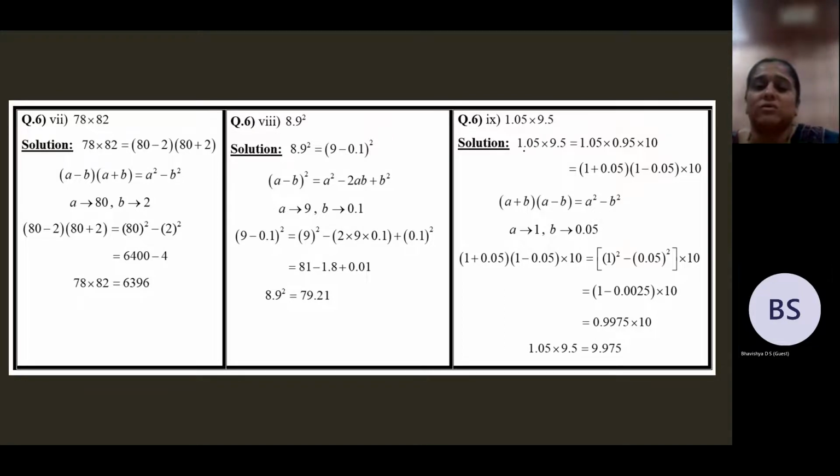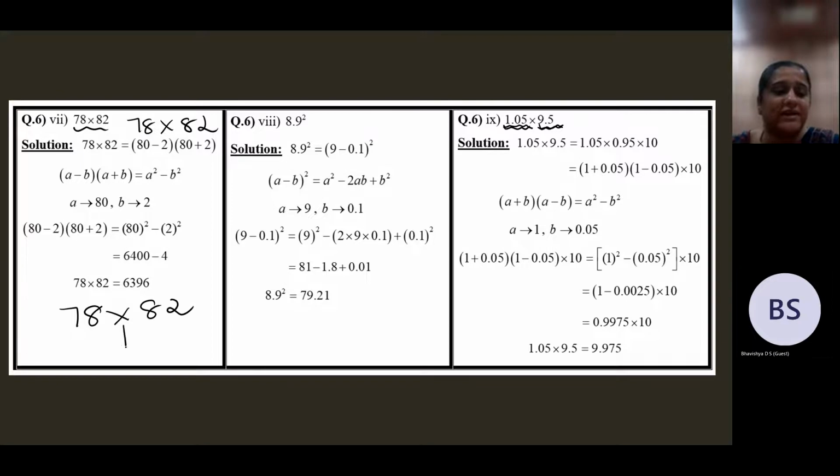Now, you can see these two numbers, 1.05 and 9.5. Now, let me take a similar one. Look at this one, 78 into 82. What is the number between 78 and 82? 80. You have to find 78 into 82.